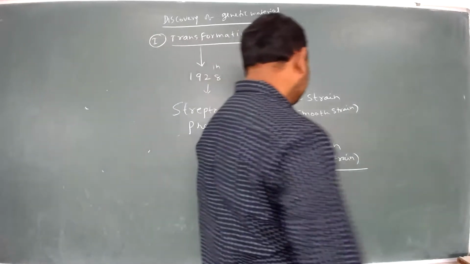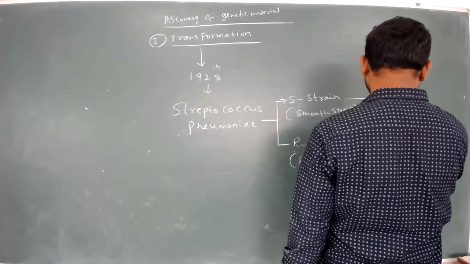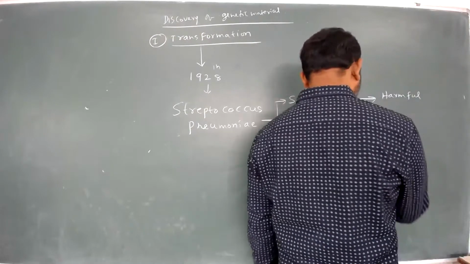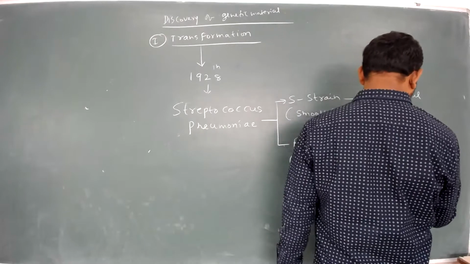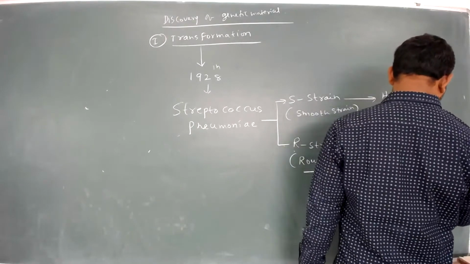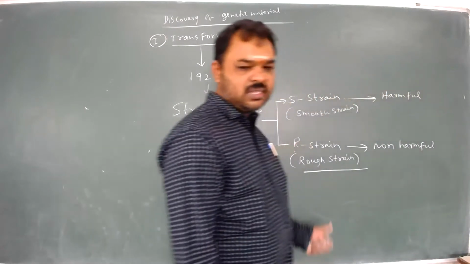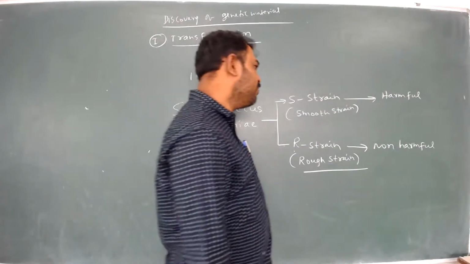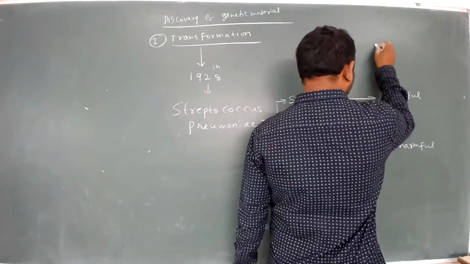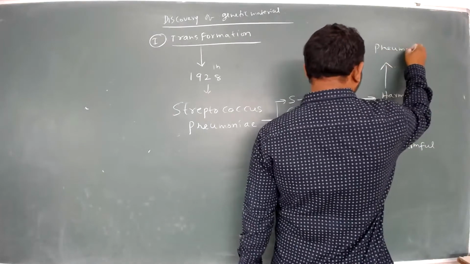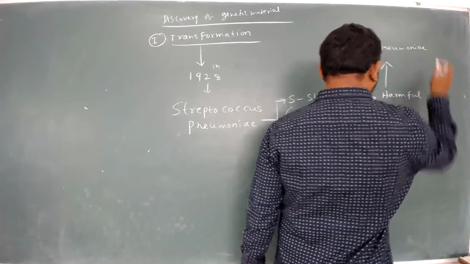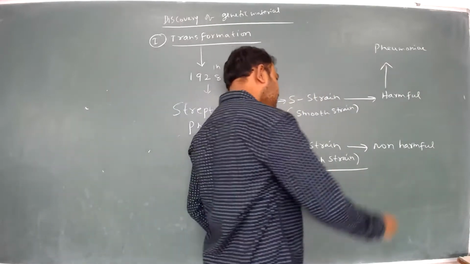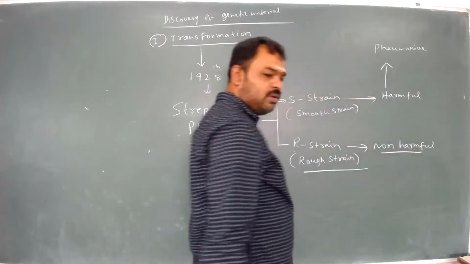And the smooth strain is harmful. The R strain is non-harmful. Rough strain is non-harmful. Smooth strain is the harmful strain. What will this harmful strain cause? It causes pneumonia. That is its nature, it will cause pneumonia. But the rough strain is non-harmful, meaning no pneumonia.